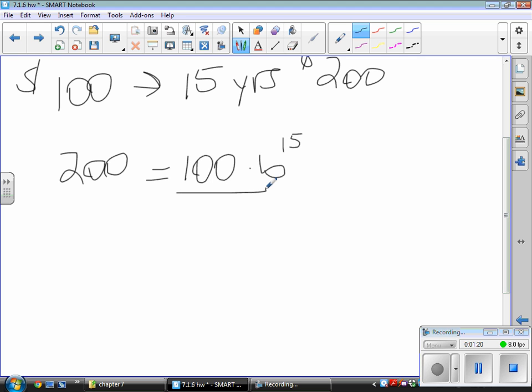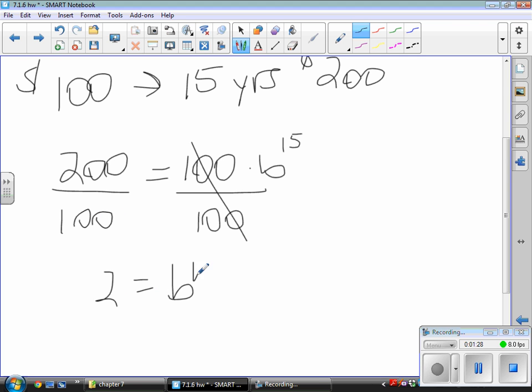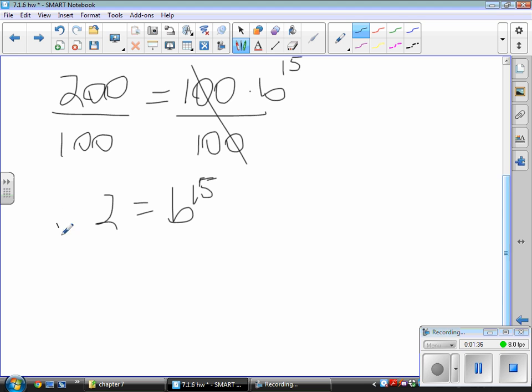So I'm first going to divide by 100 on both sides to get, I'm getting the b by itself is my goal. So I have 2 equals b to the 15th power. Now I'm not going to use logarithms because my exponent is not a variable. It's just 15. So I'm just going to take the 15th root of both sides.